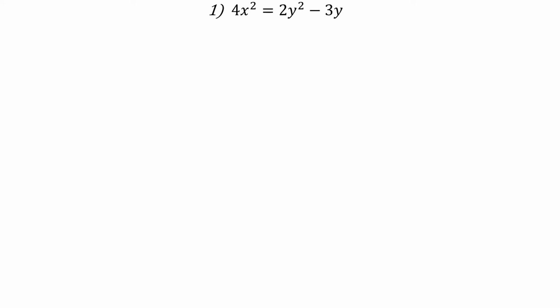So here we have the first one. We have 4x squared is equal to 2y squared minus 3y. And again, as I said, the concept is very straightforward. So I will just start by differentiating. Remember, differentiating as normal, whether you might have to use the power rule, quotient rule, product rule, chain rule, that's for you to figure out based on what is presented. And here, as it is presented, all this can easily be differentiated using the power rule.